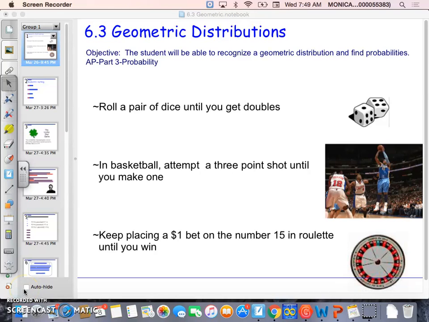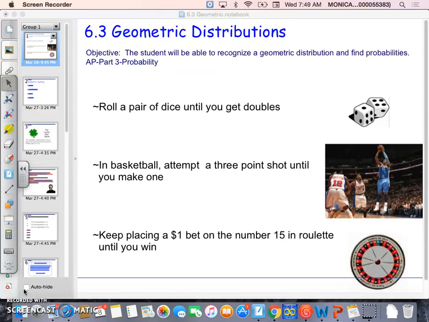So last class we talked about binomial distributions, and that's like the probability that you roll a pair of dice 6 times and you get doubles. That would be a situation where you have a binomial distribution. Now today you're going to notice a little difference in the way that the question's being asked when you're looking at a geometric distribution. And you'll notice that it doesn't give you a set number of trials. It's until you get whatever solution you're looking for.